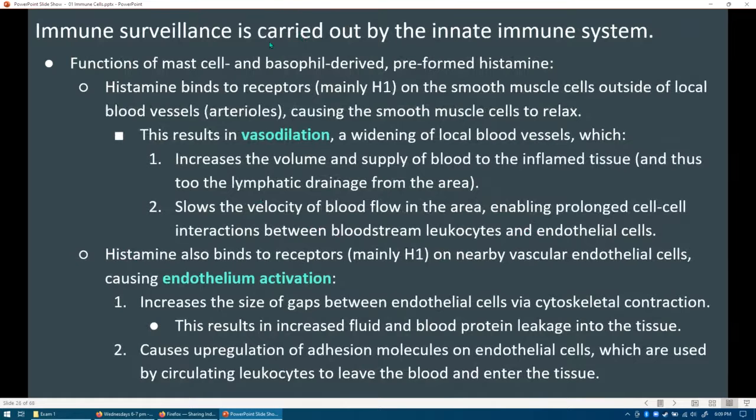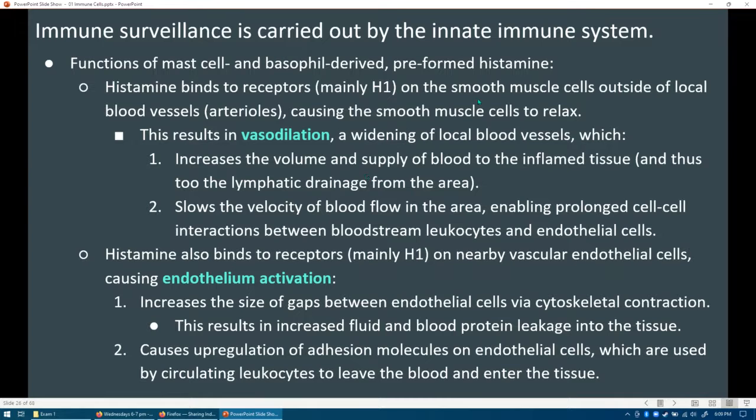So what does histamine actually do? How does it cause inflammation? So this is sort of an expansion on how inflammation can occur. This is true for histamine, but it's also true for a lot of the other inflammatory mediators. So histamine binds to its receptor, and it may not be histamine. You might be looking at tumor necrosis factor or some other inflammatory mediator. For histamine, it's binding to the H1 receptor for histamine on muscle cells that are located outside of local blood vessels feeding the inflamed tissue, okay, or the arterioles that are feeding the inflamed tissue.